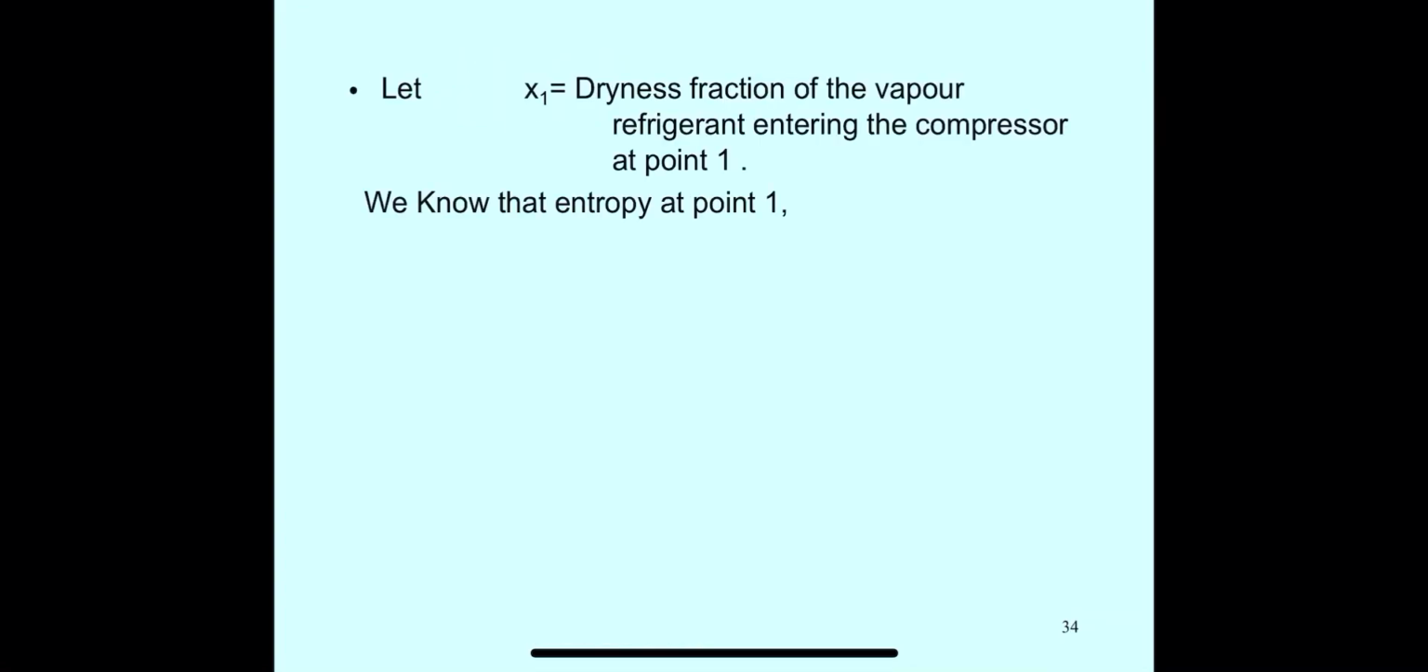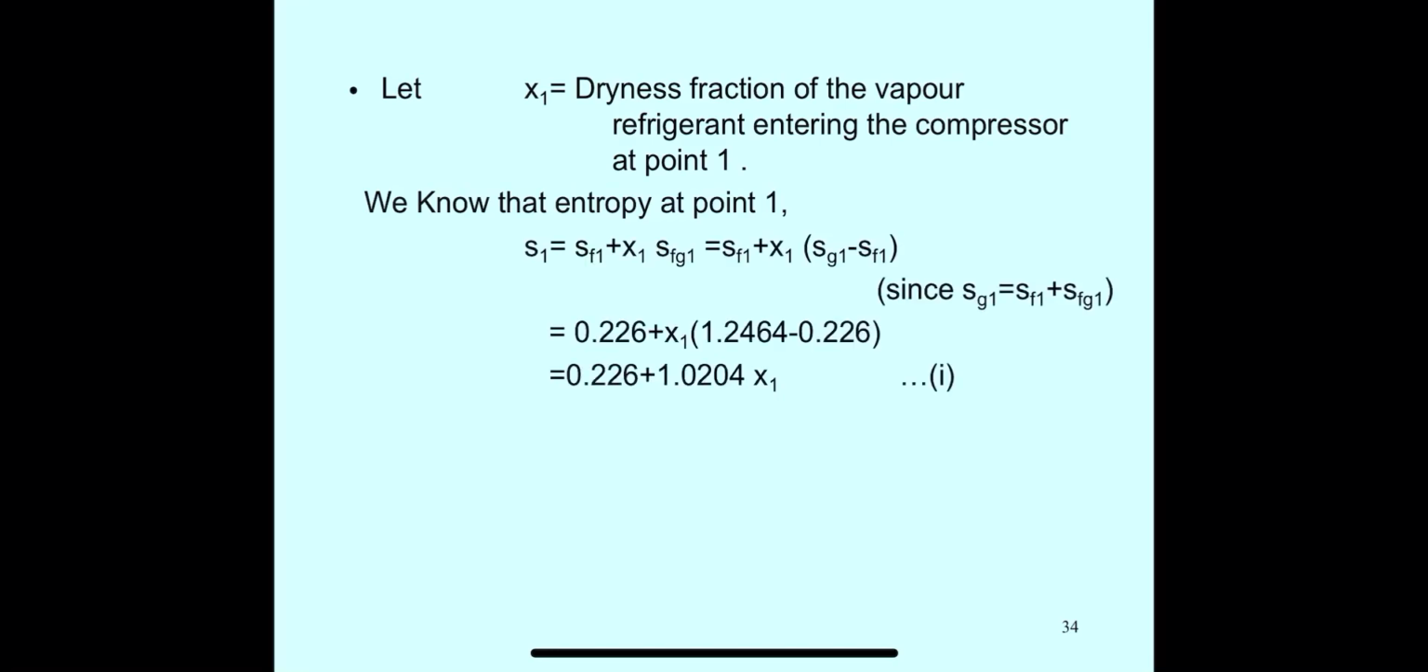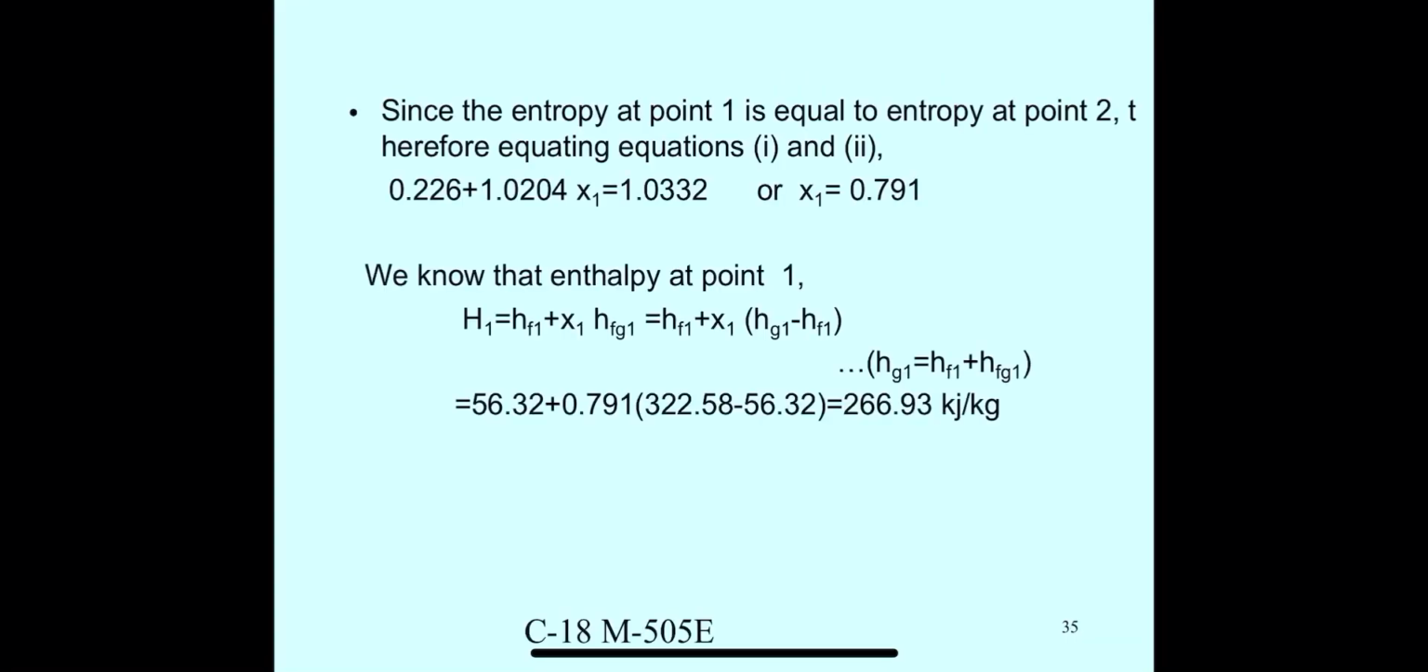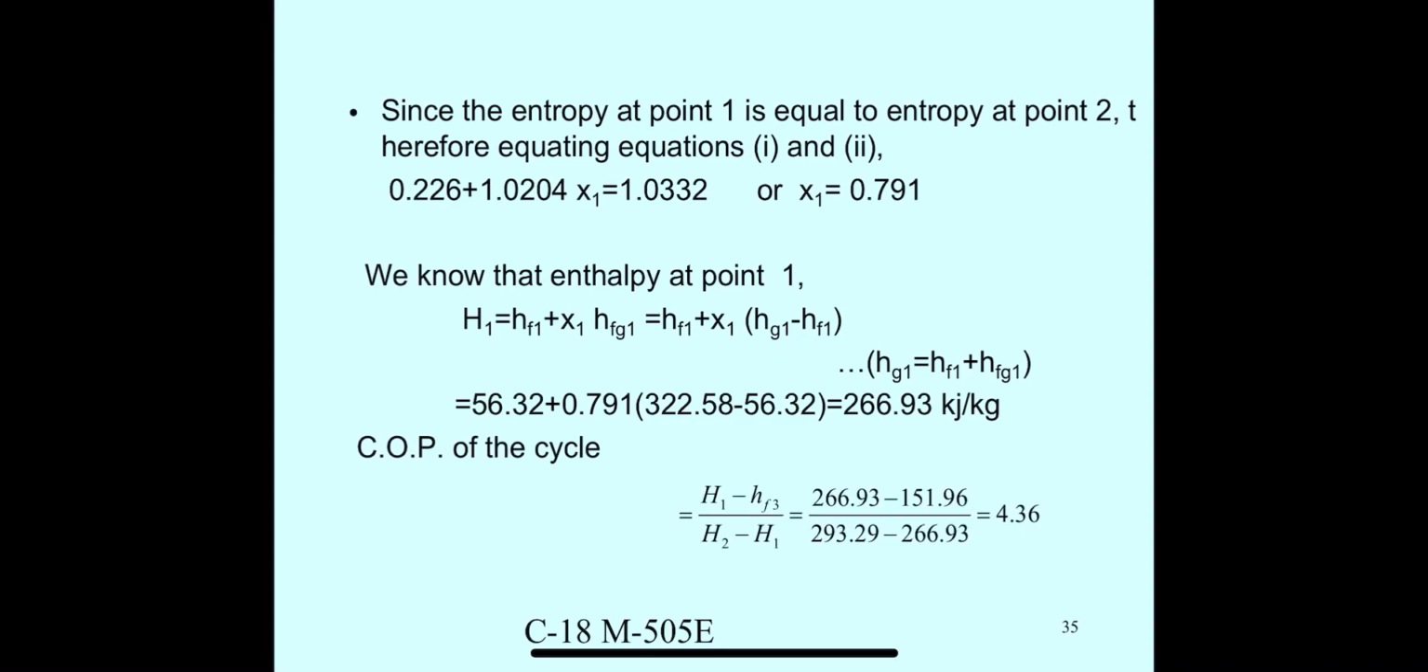See the diagram. So we already know the entropy at point 1 and entropy at point 2. If both are equal, then we can get the x1 value. In the entropy at point 1, substitute the x1 value. COP equals (H1 minus HF3) by (H2 minus H1). If you substitute these values, you will get 4.36.